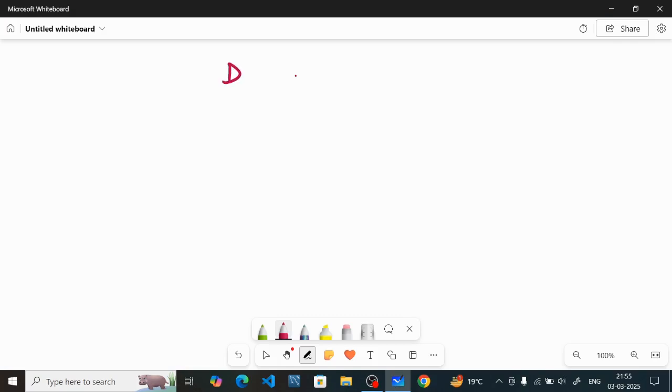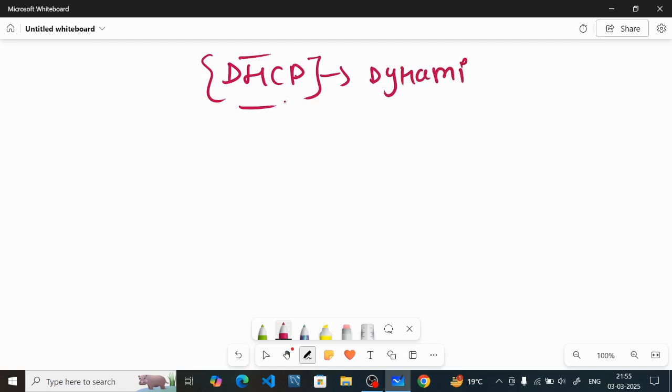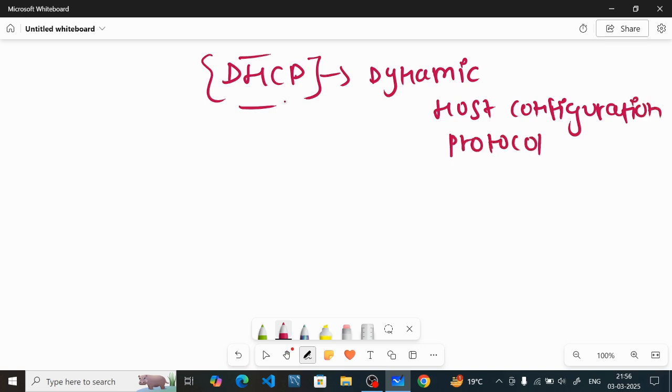Today we are discussing about DHCP. What is DHCP? DHCP stands for Dynamic Host Configuration Protocol. First of all, that is the full form. So always remember the full forms of the protocols.